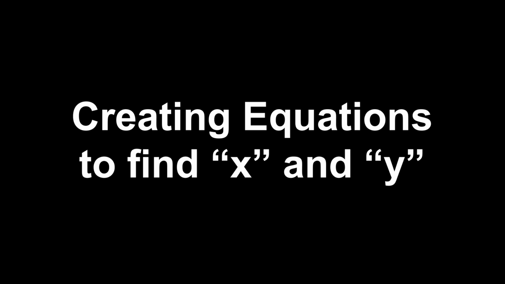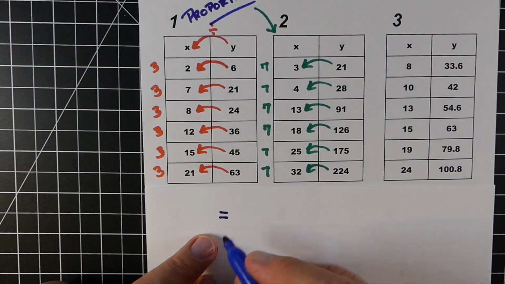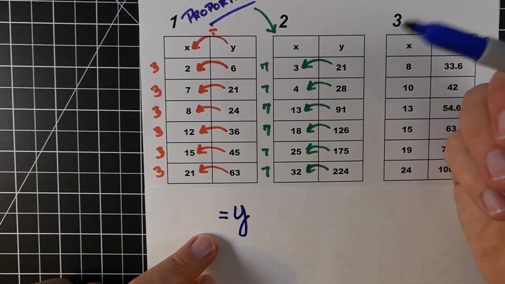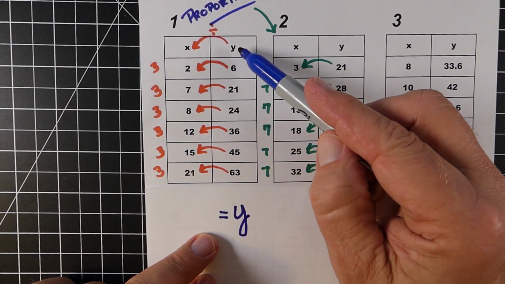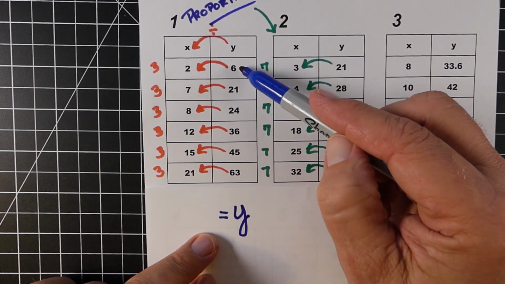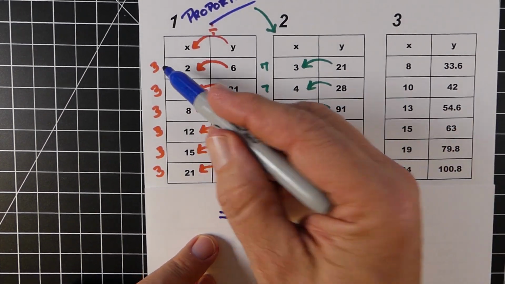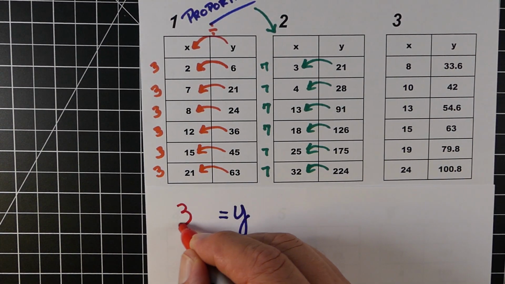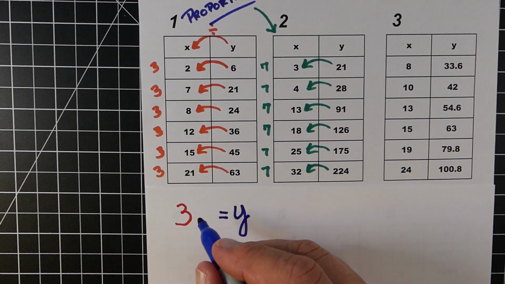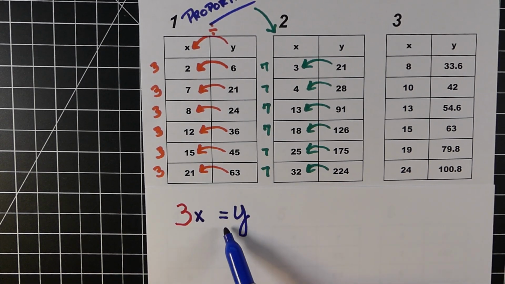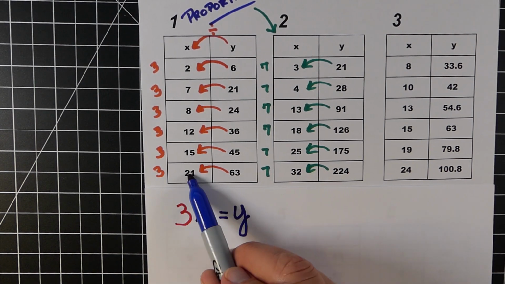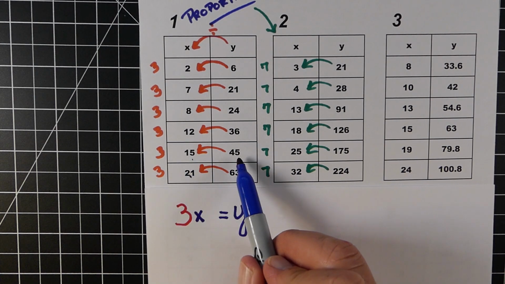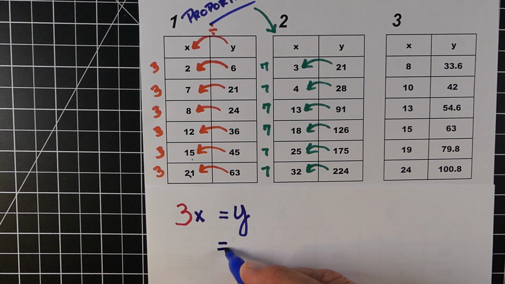So next we're going to look at creating equations to find both x and y. So again, we're looking at our two tables from earlier that we know are proportional. We're trying to find y. You can see that earlier we were dividing and we came up with 3 when we did y divided by x. So if we're trying to find y, we're going to use that 3, which was our constant. What we'd have to do is take 3 times whatever our x is, and that's going to give us our y. So the equation to find y would be 3x equals y.